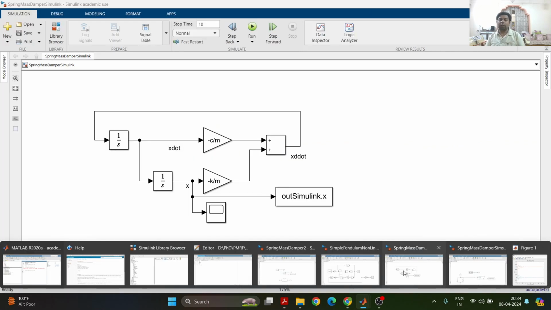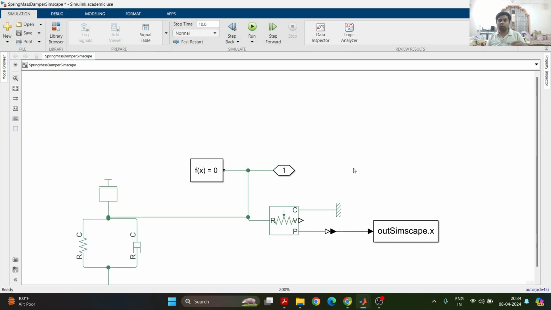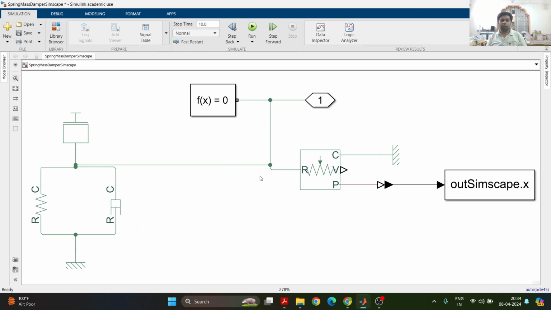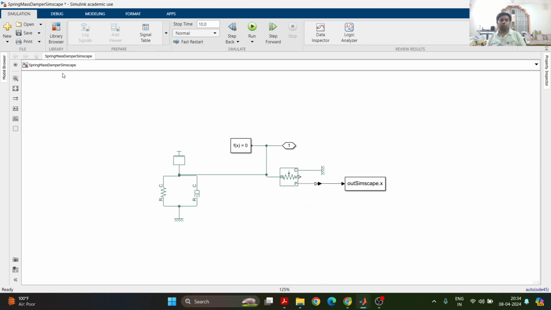So this is how we can create physical models using Simscape. So does that help?